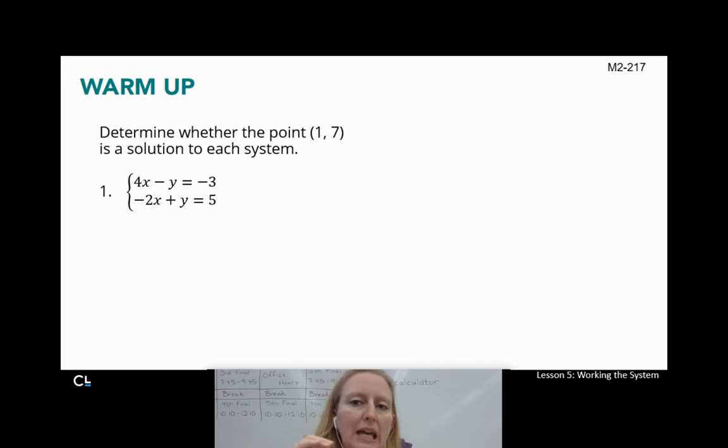So go ahead, hit pause, plug in and see if it's a solution, and then hit play when you're ready to check your work.